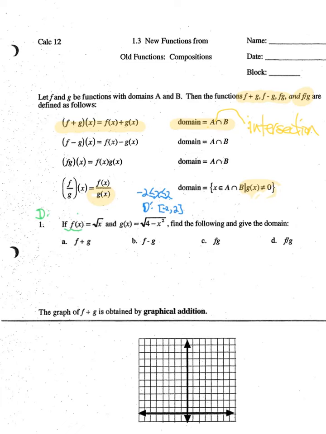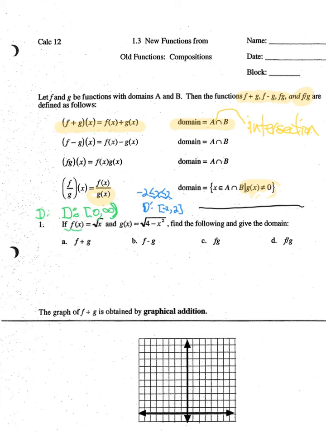So for root x, for f at x, we would be saying our domain is from 0. We said x's have to be greater than 0, from 0 to infinity. Just a little note, infinity isn't a number, you can't contain it. You always put a round bracket on infinity. Okay, so let's do a number line again and look at where these domains overlap.